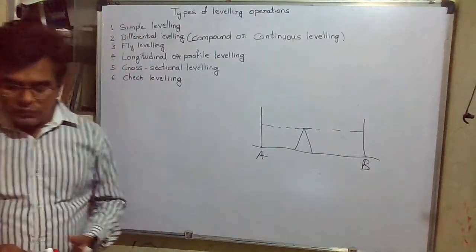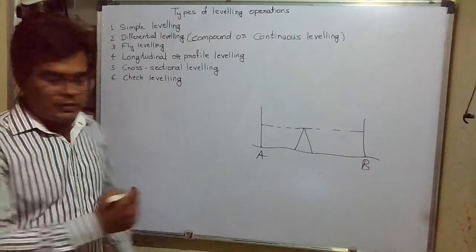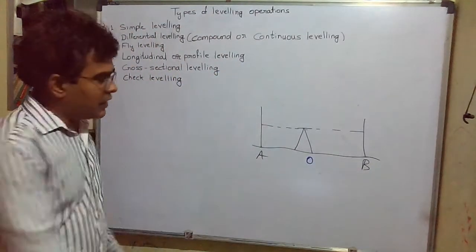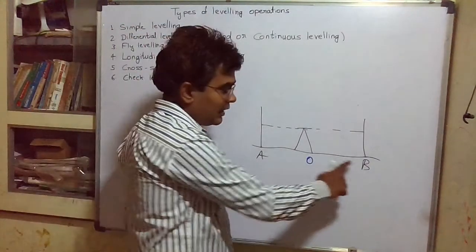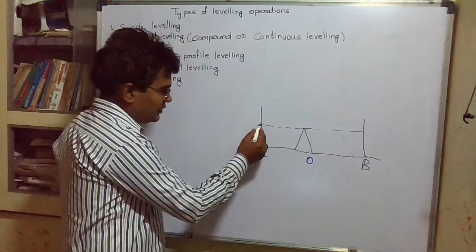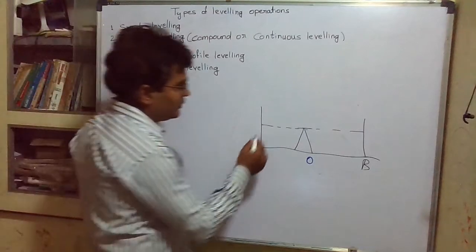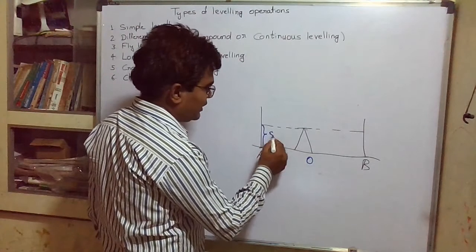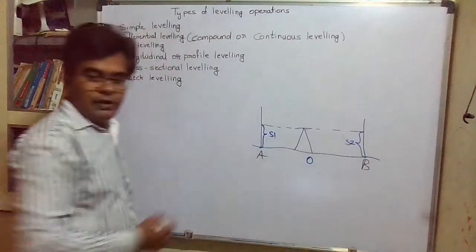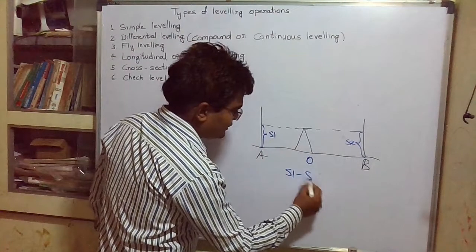So in simple leveling, if we have to determine the level difference between any 2 points A and B, we will set up the level midway between these 2 points. Suppose this is point O, and we will take the staff readings at A and station B, and we will calculate the level difference, that is, the staff difference between these 2 points. Suppose the reading at A is S1 and the reading at B is S2. So the level difference between points A and B will simply be determined by S1 minus S2.